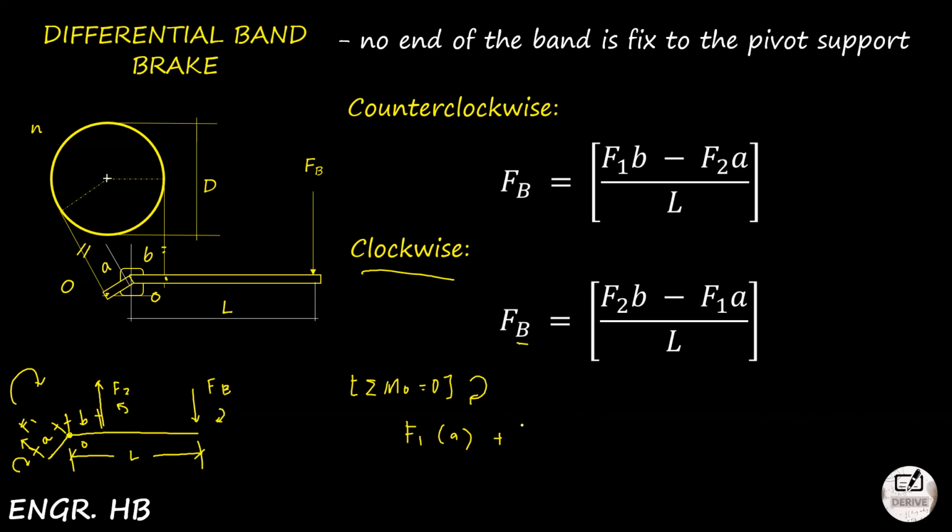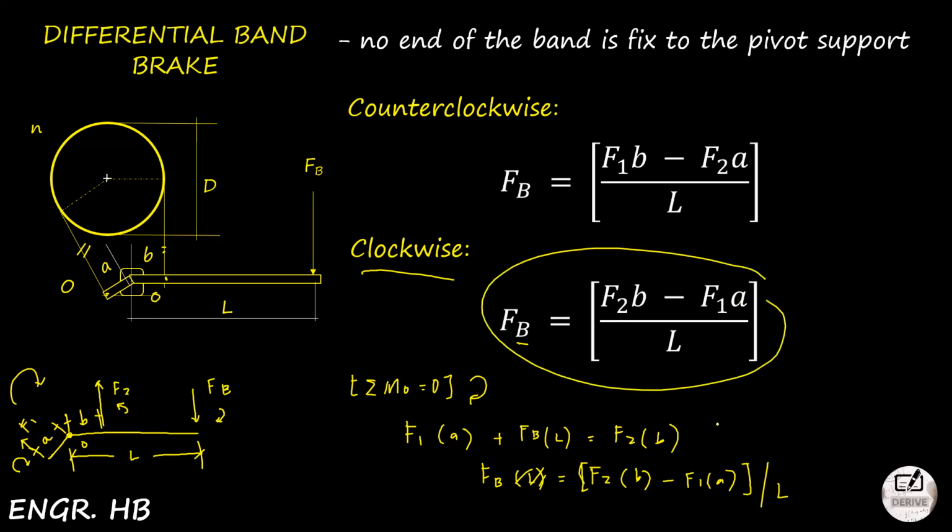This is one technique to know which forces pair up on the clockwise and counterclockwise sides. So that will become F1 multiplied by A plus FB multiplied by the length L is equal to F2 multiplied by B. Transposing, FB multiplied by length is equal to F2 times B minus F1 A. So our FB is isolated here, and it is the same as in this formula. I advise that when a differential band brake problem comes out, it is better to use the free body diagram, guys.